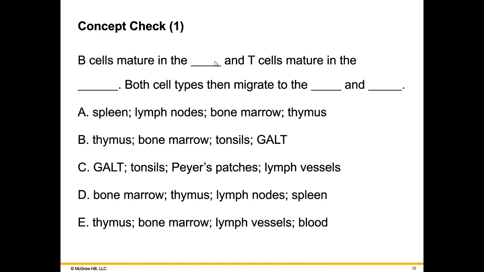So if we recall, we said that all of the blood cells start in the bone marrow via hematopoietic stem cells, but cells that become B cells will stay in the bone marrow and become B cells. But if it's a T cell, it will mature in the thymus. Both cells will then migrate to other lymphoid organs, such as the lymph nodes. I'm going to write LN because I know I'm going to run out of space, and the spleen. So that will leave us with the answer being D.